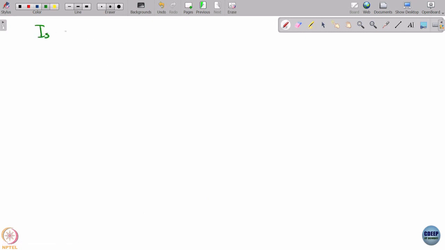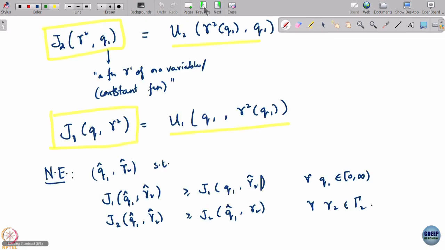So is Q1 star star comma gamma 2 star star a Nash equilibrium? What do we need to check for it to be a Nash equilibrium? We need to check these conditions here. Assuming player 2 plays the function gamma 2 star star, player 1 would want to stick to the quantity Q1 star star. And assuming player 1 plays the quantity Q1 star star, player 2 would want to respond with the function gamma 2 star star. Is this clear? That is what we need to check. So, let us check that now.